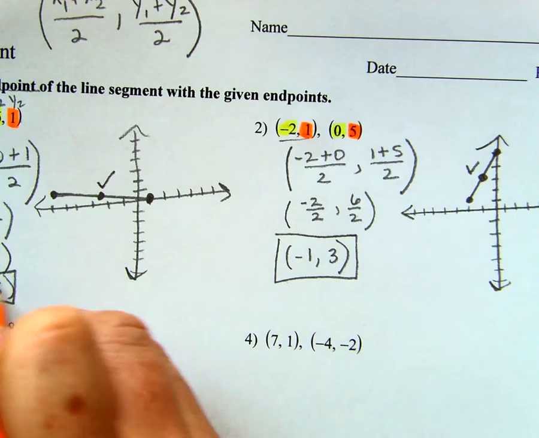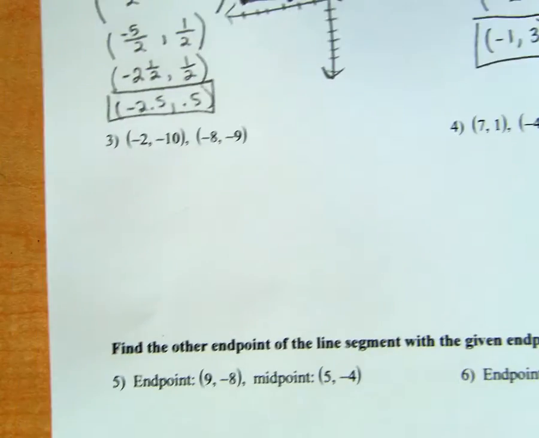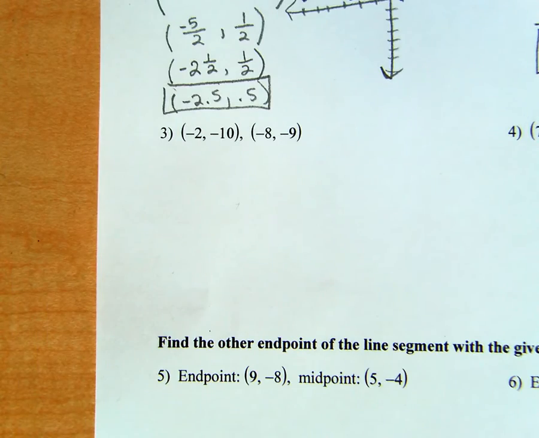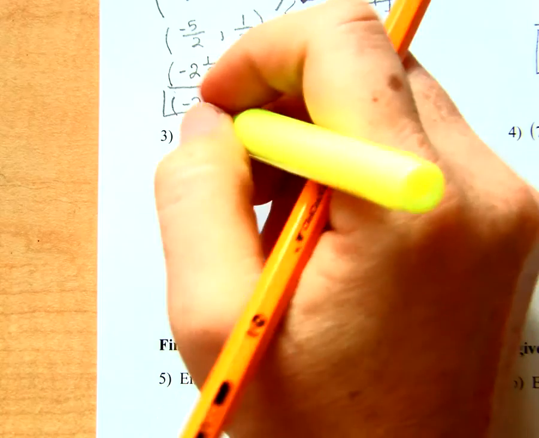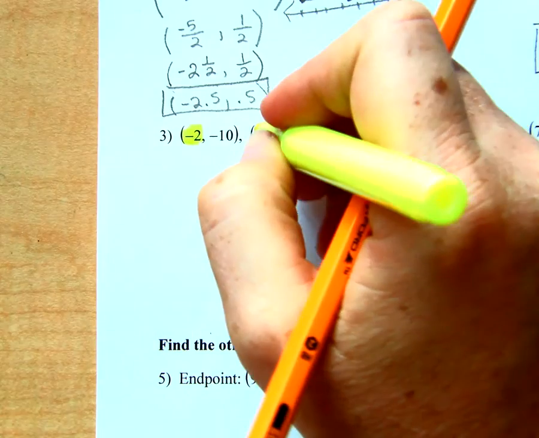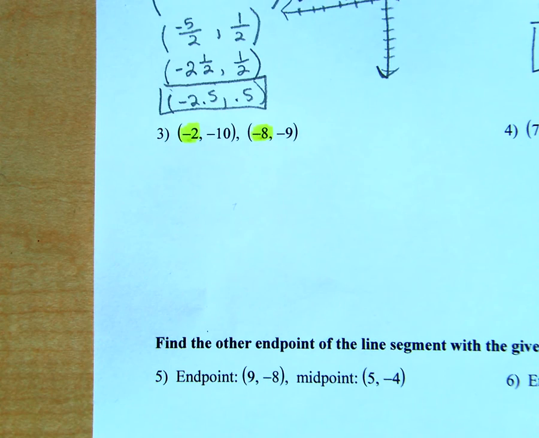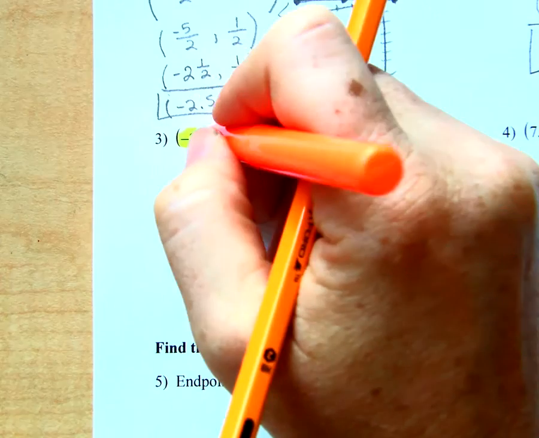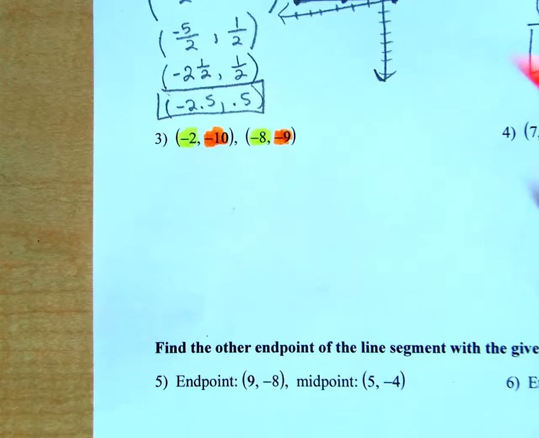Okay, so let's look at number 3. I'm going to do the same exact process. We're going to say, okay, negative 2 is going to go with negative 8, and then negative 10 and negative 9. And we could be doing this intuitively, guys, right?